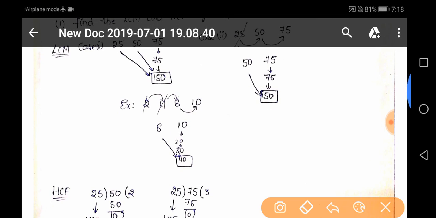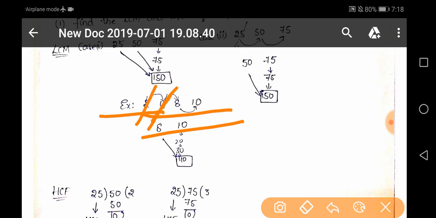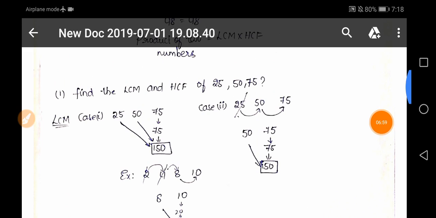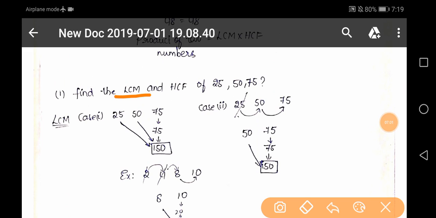Let us consider an example: 2, 4, 8, 10. 4 will be cancelled by 2, right? And 8 will be cancelled by 4. So at last what we got? 10. So 10 ones are 10, 10 twos are 20, 10 threes are 30 and 10 fours are 40. 40 will be cancelled by 8. So the LCM of 2, 4, 8, 10 is 40. This is how you will be solving. Now the LCM of 25, 50, 75 is 150.